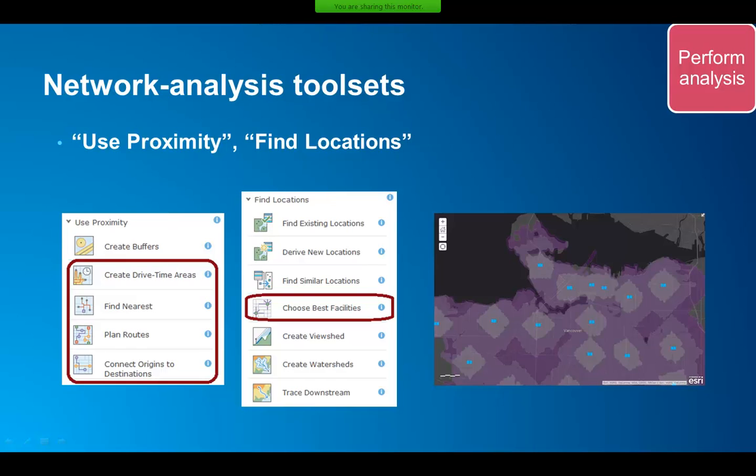As well, the Find Locations toolbox, which we'll be looking at in more detail later, contains the Choose Best Facilities tool. This is similar to the Location Allocation tool in ArcGIS for Desktop, which allows you to choose ideal facilities from a set of candidates based on nearby facilities, travel times, and capacity.